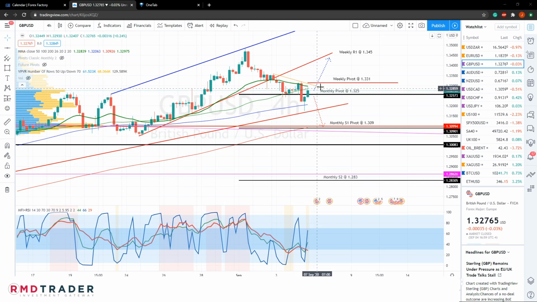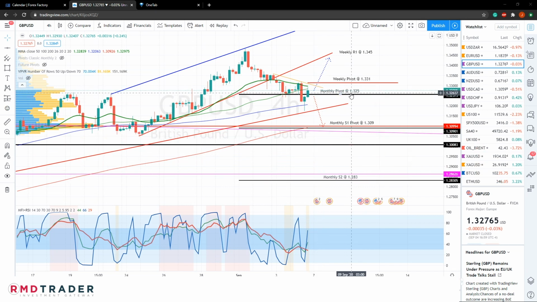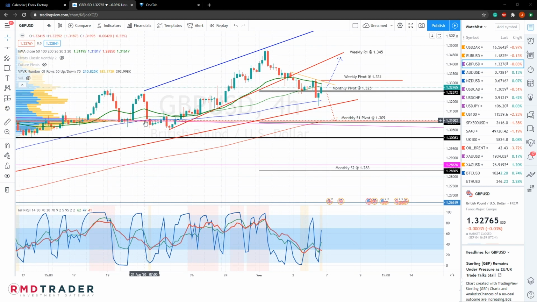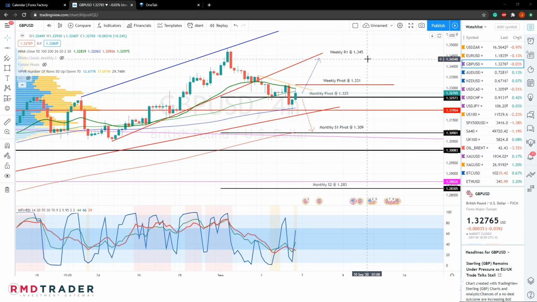However, it's likely that we might even see a small correction towards the weekly pivot at 1.331. Any price action between 1.325 and 1.331 would be crucial to watch, as a close below our monthly pivot will likely take us towards our monthly S1 pivot at 1.309, and this is also a very important major support, and we will likely meet up with the 4-hour 200 SMA. Any bullish price action above this area can likely see us move higher towards the weekly R1 at 1.345.